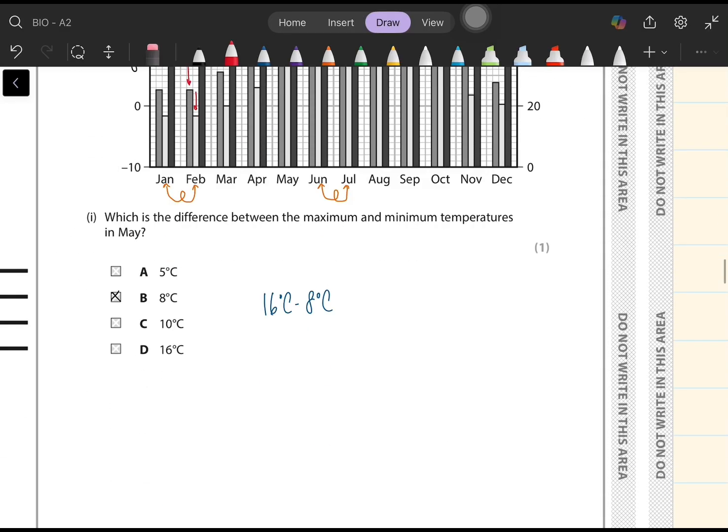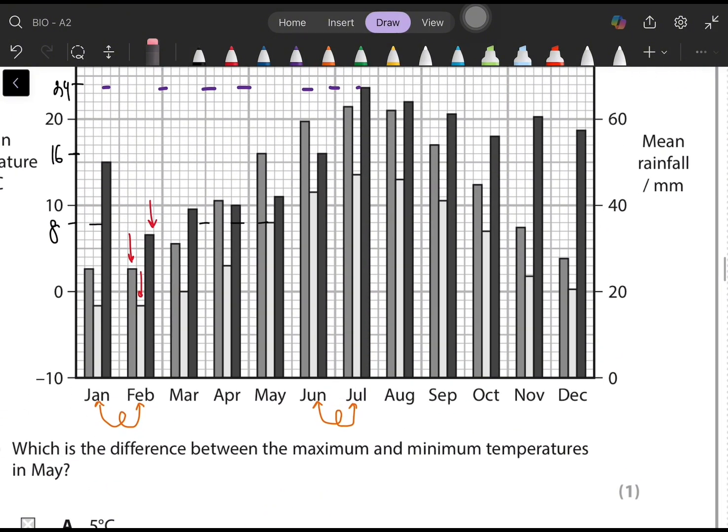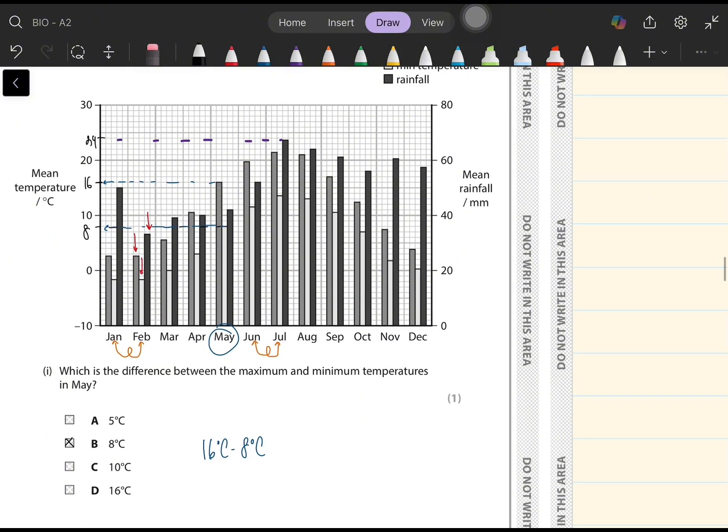Okay. What is the difference between the maximum and minimum temperatures in May? So in May, this is the maximum temperature. So it comes to be 16, and this is the minimum temperature, and it comes to be 8. So 16 minus 8 is gonna be 8. That should be the answer.